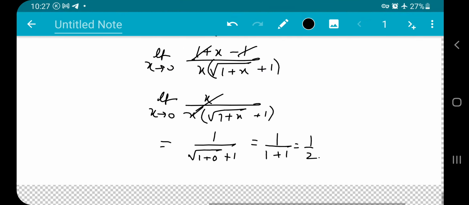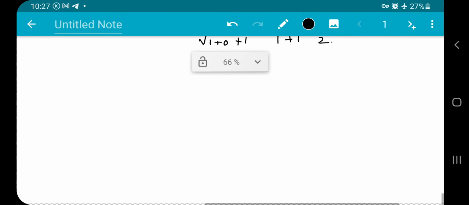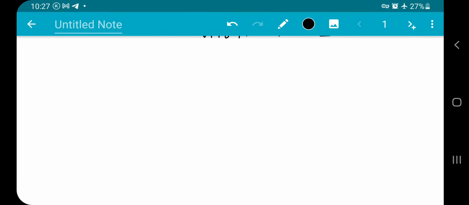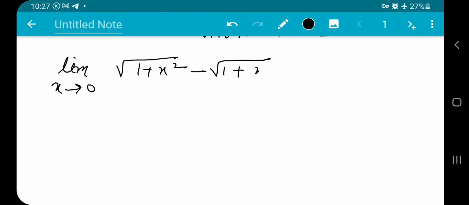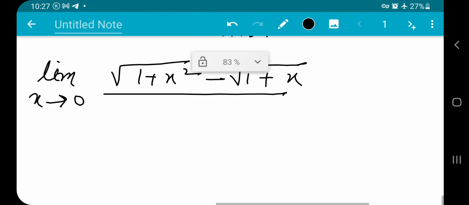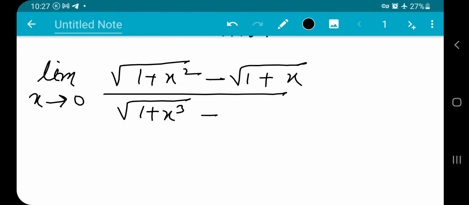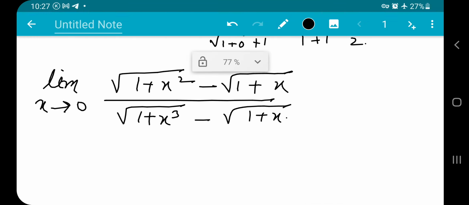So one more sum I should show. Let us see the sum. Limit x tends to 0, root of 1 plus x square minus root over 1 plus x by root of 1 plus x cube minus root over 1 plus x. So we put these values of x, it will come 0 by 0 form.